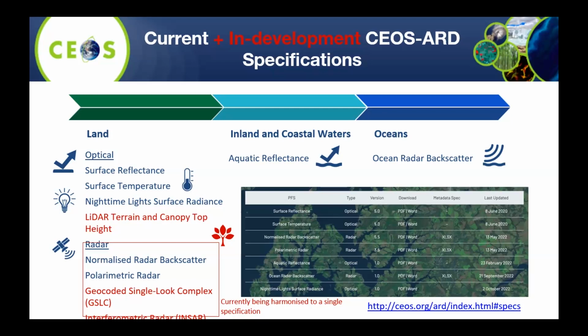The aquatic reflectance and ocean radar backscatter on the right are specific to those domains. They're basically derived from their land counterparts: surface reflectance to aquatic reflectance, and normalized radar backscatter to ocean radar backscatter. We published the specifications on our website, ceos.org/ARD, and you can find them in the table there. The SAR specifications also have an accompanying metadata specification, which provides a suggested way for laying out the metadata files, which makes the assessments quite a lot easier as well.